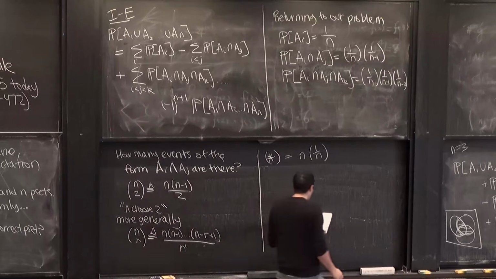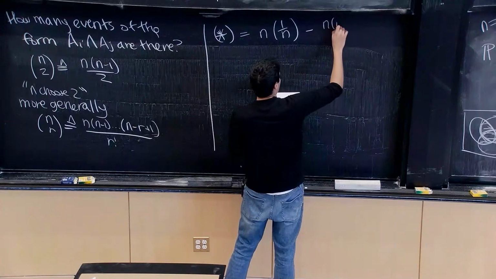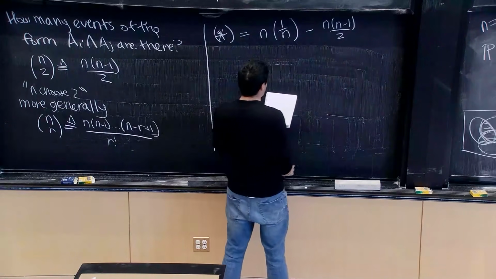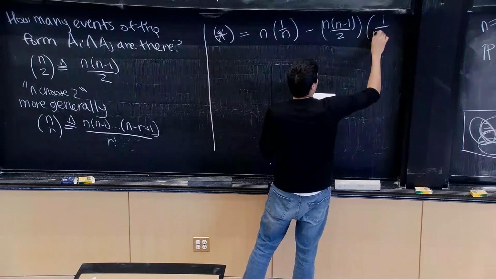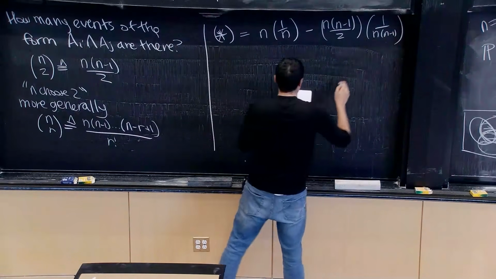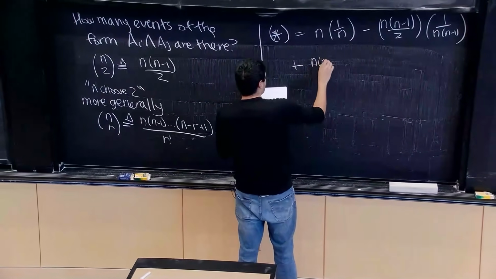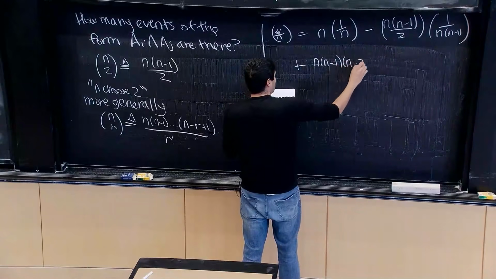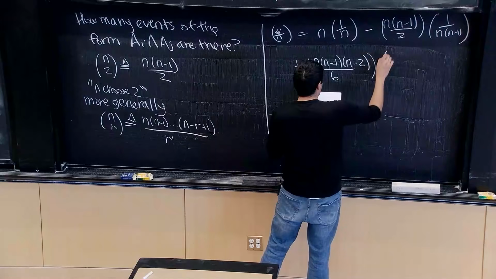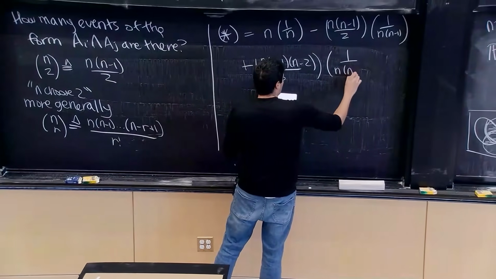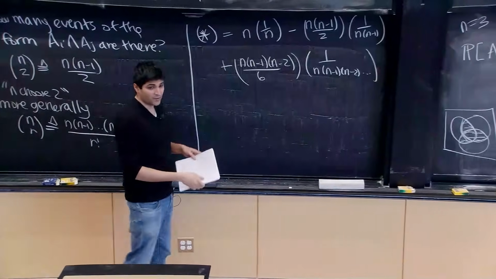And then I have my next term. My next term is minus, I'll write it out as n times n minus 1 over 2. So there are n choose 2 terms there. We know that their probabilities are 1 over n times n minus 1. And let me write out just the next term and we'll stop there. We also get n choose 3, so n times n minus 1 times n minus 2 over 6, namely 3 factorial. And this is all times 1 over n times n minus 1 times n minus 2. And this expression keeps going on the same way.